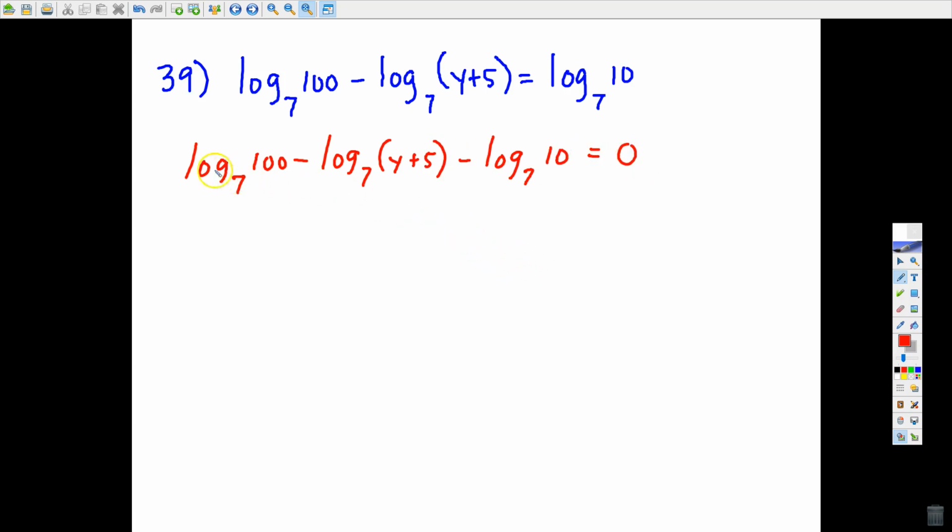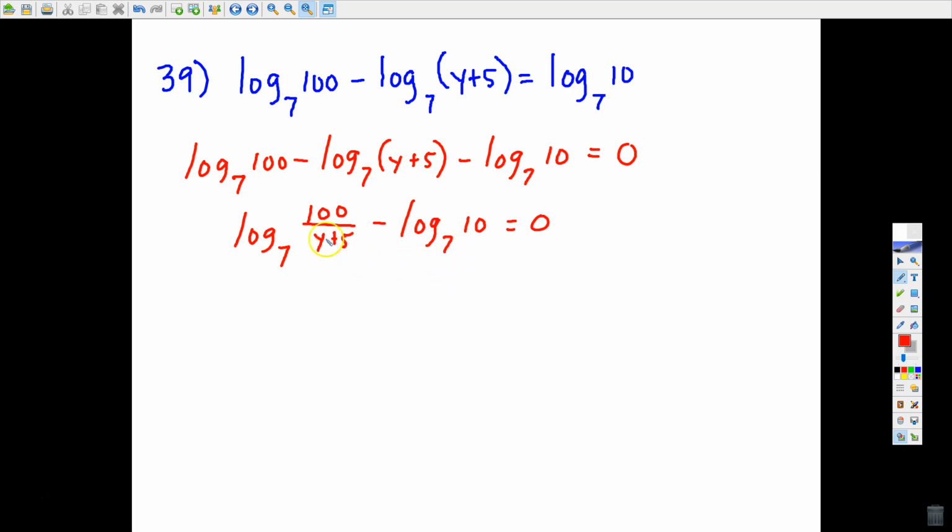And now I'm going to work on putting these 3 separate log expressions together as one single log, and it looks like I'm going to be using the quotient property. So just do them 2 at a time. I think that makes it easier. So putting these first 2 together, I would have log base 7 of 100 over y plus 5. And I'm just going to bring down minus log base 7 of 10.